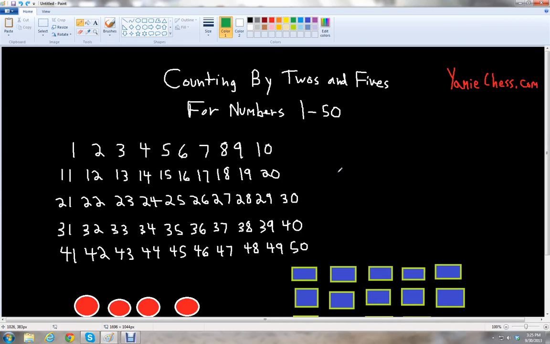Yamie Chess is the math learning aid based on classic chess that helps students in math and science education for school. In this lesson, we will learn about counting by twos and fives for numbers 1 through 50. So let's review all the numbers 1 through 50. Let's count them together.